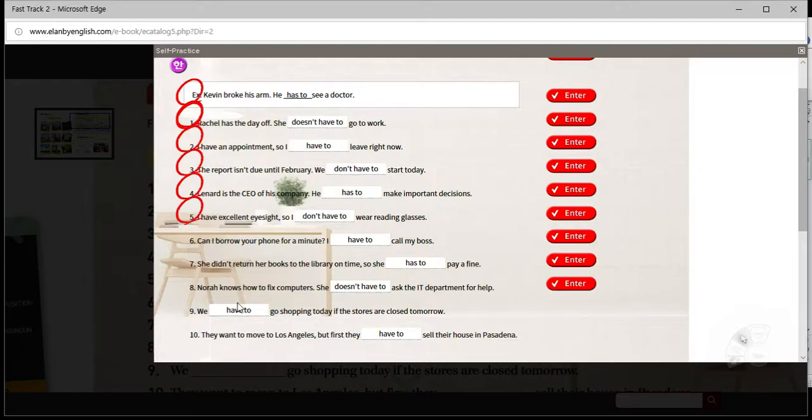Number 8. Nora knows how to fix computers. She must be a computer whiz. She knows how to fix computers. So what about Nora? Does she ask the IT department for help? No. She knows how. Whatever the IT department knows, she already knows. So she doesn't ask them because she doesn't need to. There's no necessity. She does not have to.